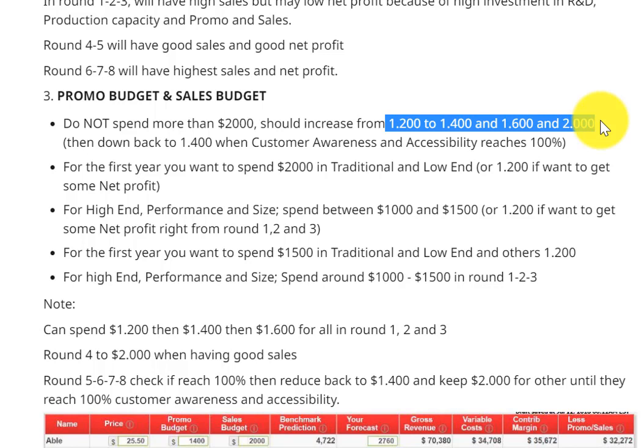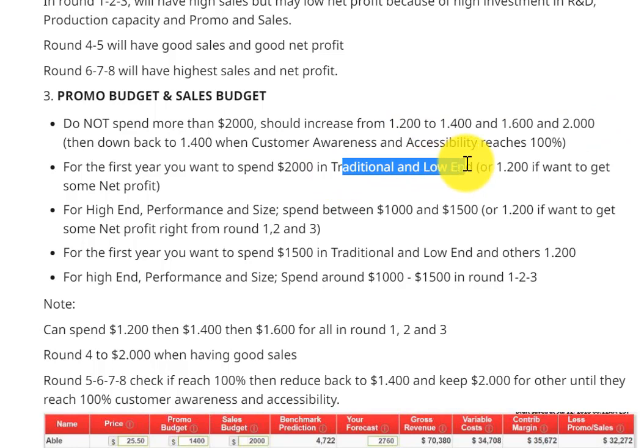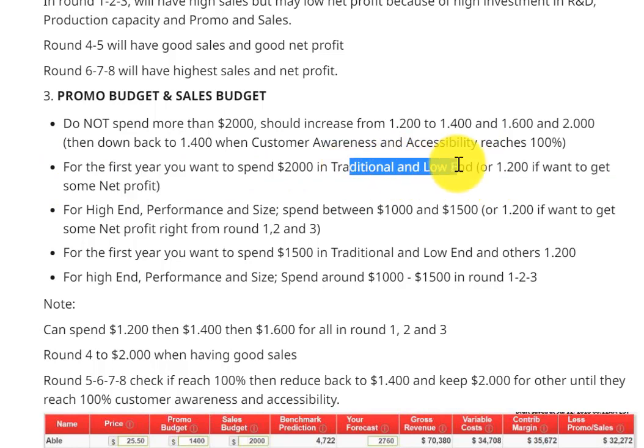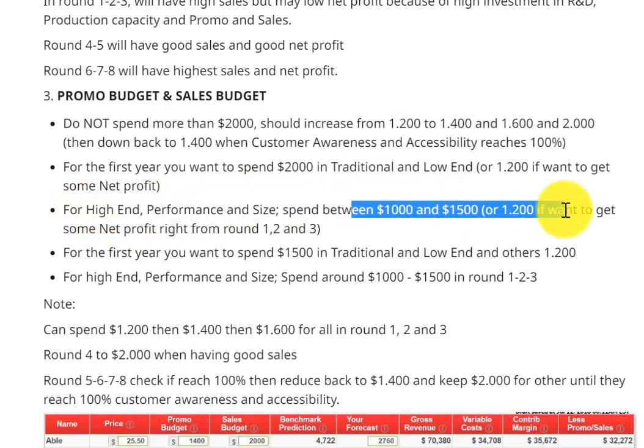And for the first year, again, if you want to spend 2,000, you can spend around 2,000. For low end, if you want to be safe for this season, you can spend around 1,400 to 1,500 for traditional, and the other 1,200. And for high end, performance and size, between 1,000 and 1,200 is okay, right?